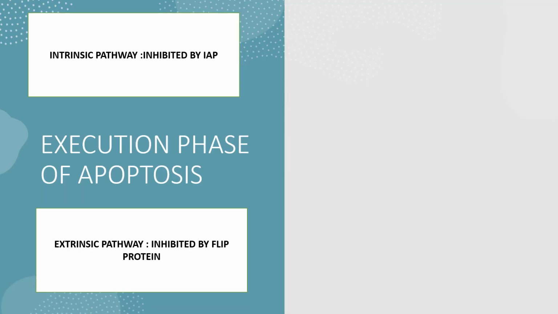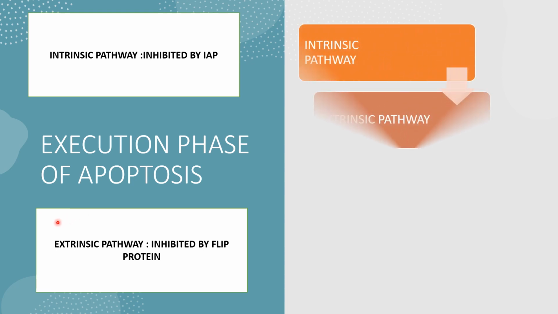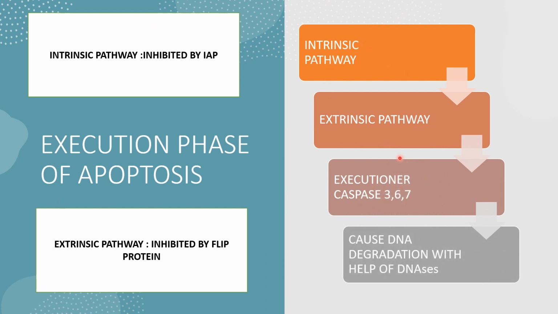Before moving on to the execution phase of apoptosis, it is important to understand that there are certain proteins which can inhibit the intrinsic pathway as well as the extrinsic pathway. So the intrinsic pathway is inhibited by the IAP proteins and the extrinsic pathway is inhibited by the FLIP protein, which inhibits caspase 8. So the intrinsic as well as the extrinsic pathway will release certain executioner caspases. These executioner caspases are caspase 3, 6 and 7, and these are the common executioner caspases which are usually involved, and they usually cause apoptosis by DNA degradation with the help of DNases, which are the enzymes for DNA degradation.